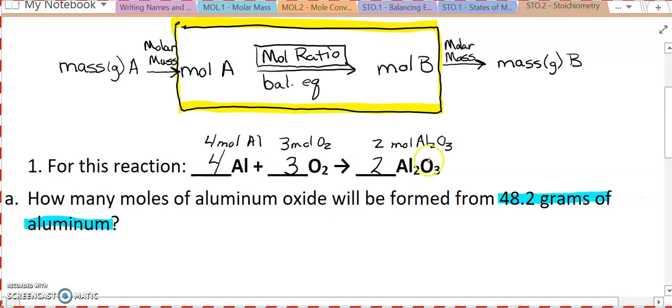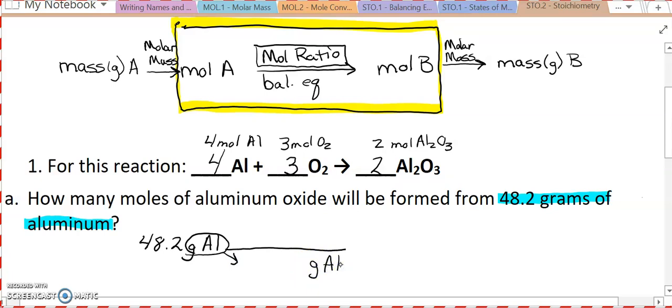Because that mole ratio can go between any two parts, I could absolutely start with how much aluminum oxide I have or want and figure out how much aluminum or how much oxygen I need to start with. But in this case, I am going to be starting with 48.2 grams of aluminum. In every chemistry problem, I'm trying to get rid of that aluminum. So I can take that unit and put it on the bottom so it can cancel out.